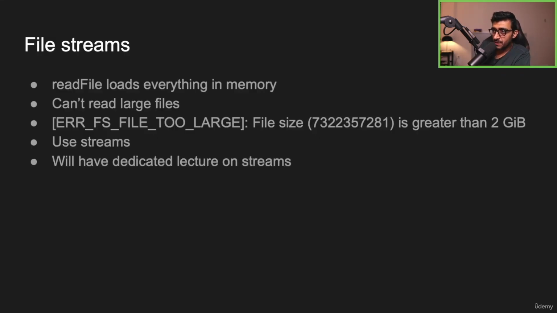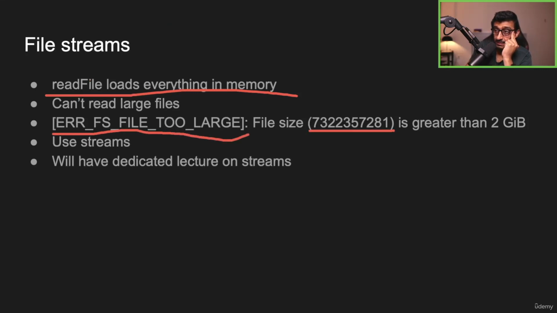Let's talk about file streams. Read file, as I talked about, reads the entire file and puts the entire file in memory. So there's a problem here, right? Because if the file is too large, then you're gonna get this error, ERR_FS_FILE_TOO_LARGE, and I think it's greater than 2 GB. This is the file that I attempted to open, I think a 7 gig file, and you get an error that says 2 GB. That's it. You cannot go beyond that.